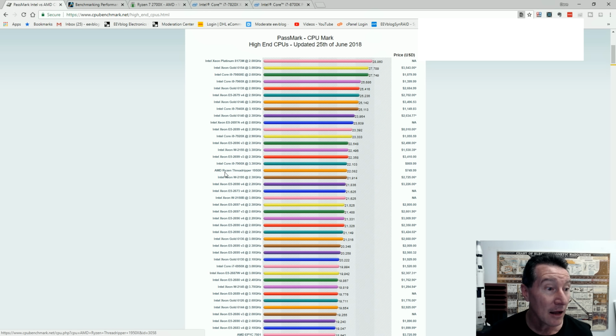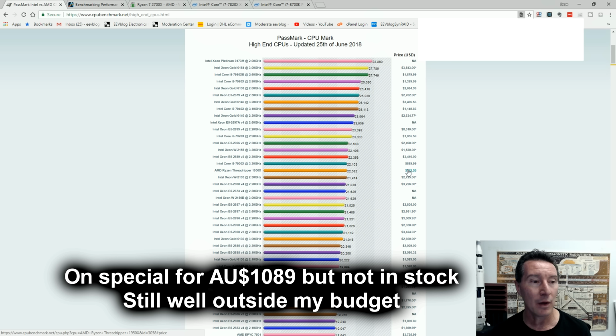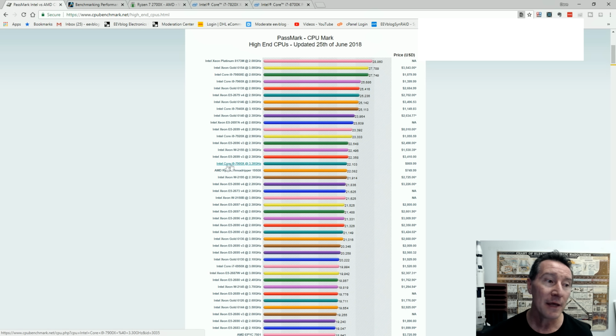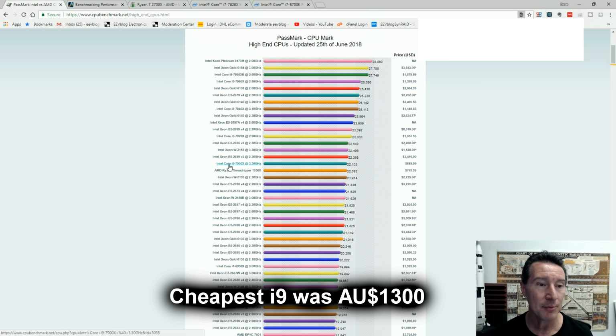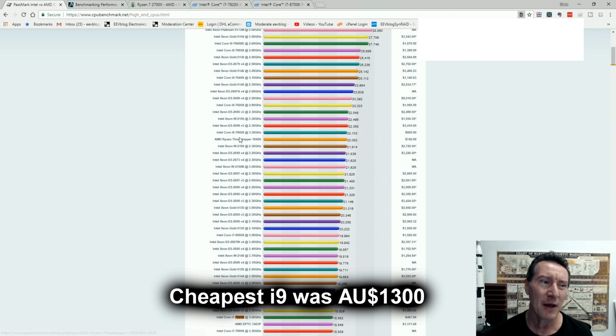Oh, there's the Ryzen Threadripper, the 1950X. That's $750 US dollars. I think it's well over, like $1,300 here or something like that. I don't know, but it's quite expensive. It was out of my budget, so I didn't consider the high-end Threadripper. The Intel Core i9s were all outside of the allocated budget for the CPU. I didn't want to go over that. I thought they weren't very good value for money, the i9s.